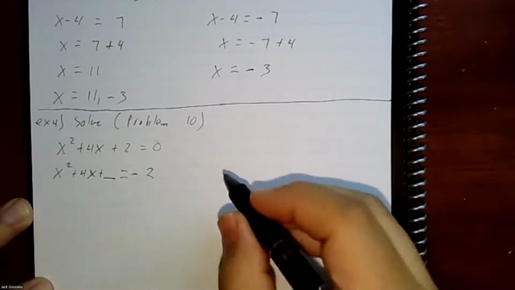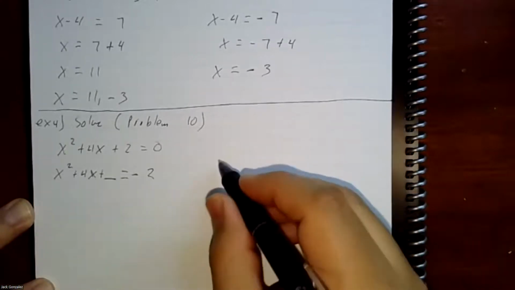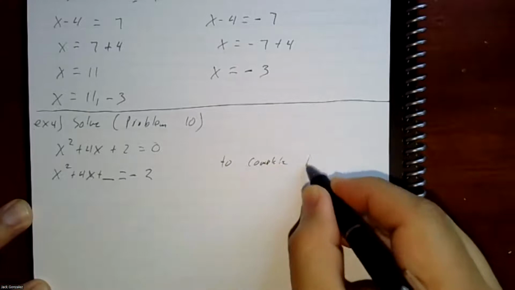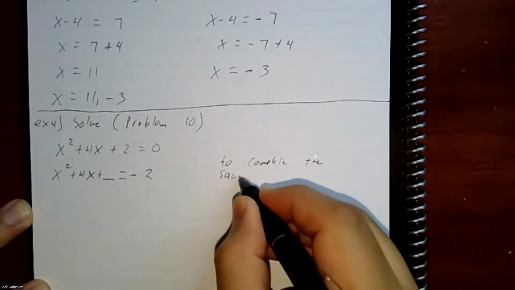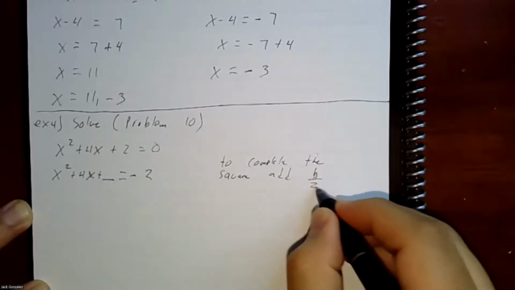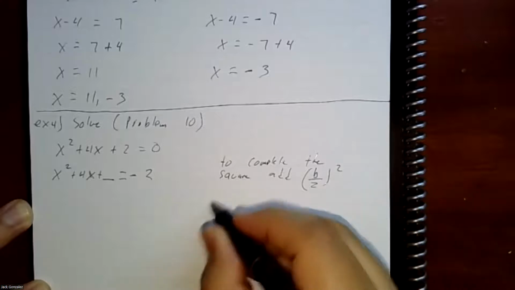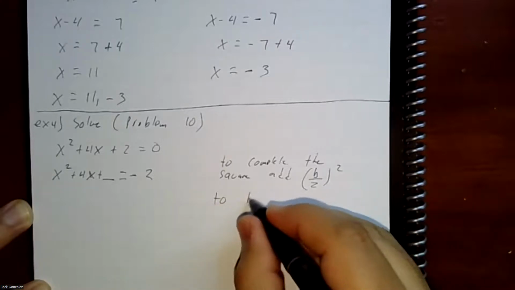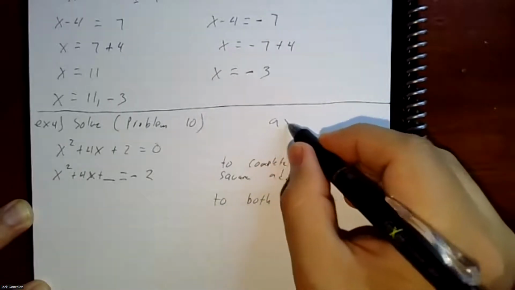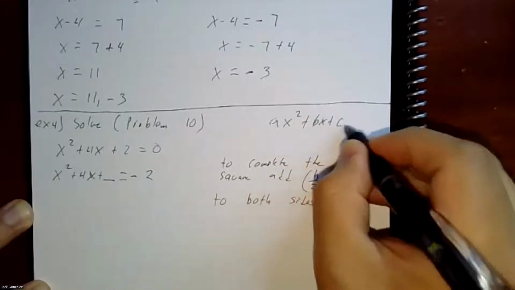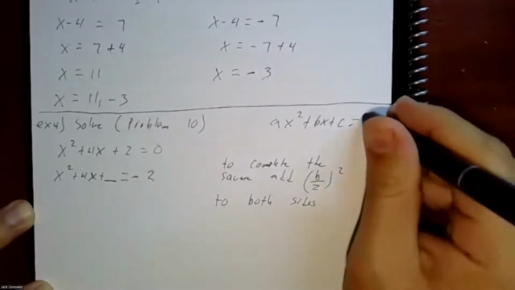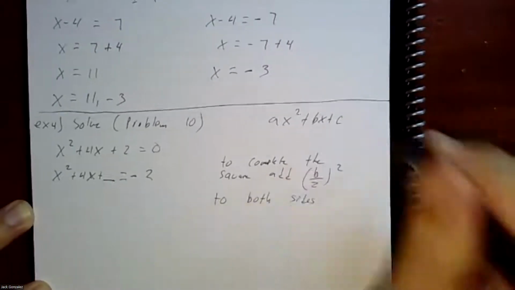So that special number to complete the square: add b/2 squared to both sides. Where ax² plus bx plus c is your quadratic equation, right? That's the general form, right?